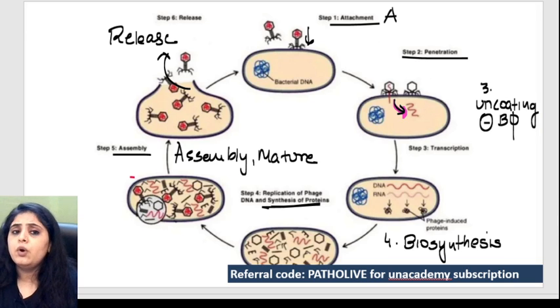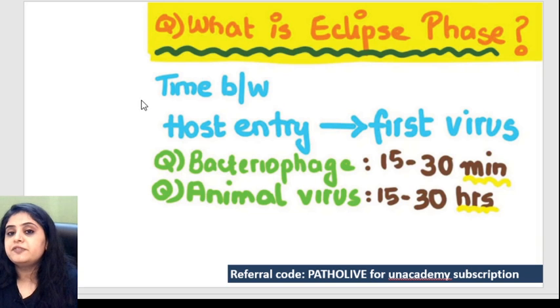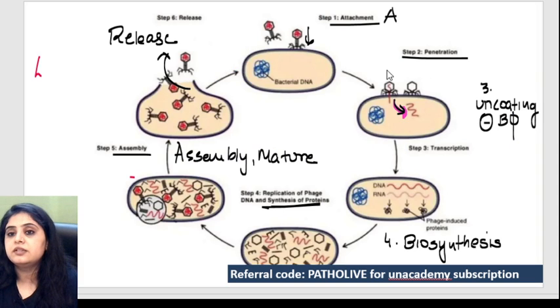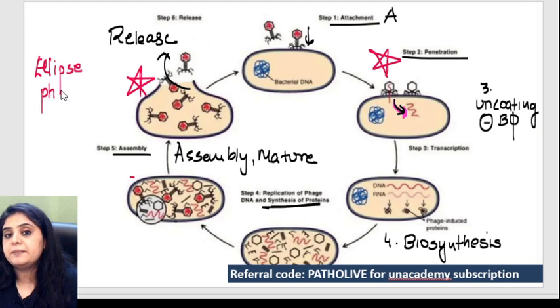So guys, what out of this is said to be the eclipse phase? Please remember, the eclipse phase is the time between the host entry and the first virus to be released. So the time between the host entry and the virus to be released is said to be the eclipse phase or the eclipse time. Some people call it eclipse phase, some call it eclipse time.